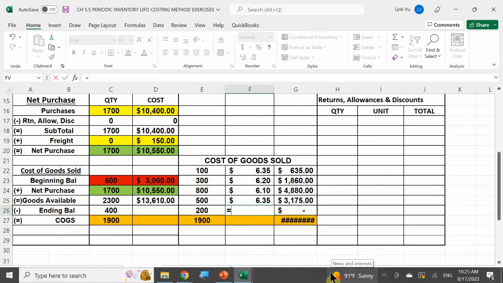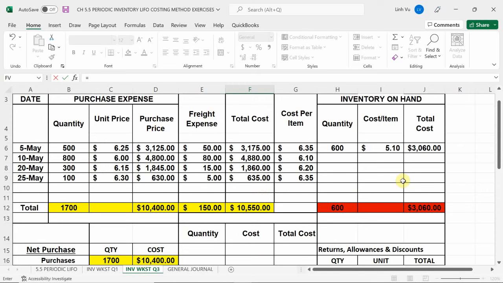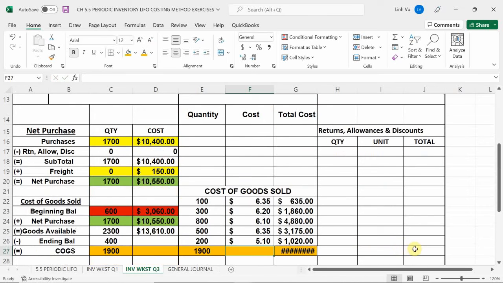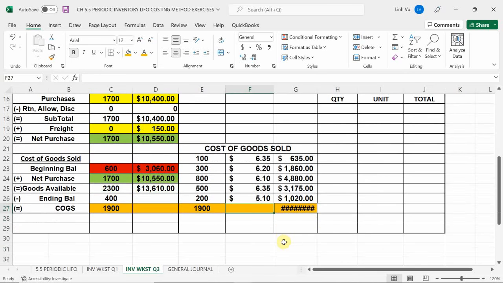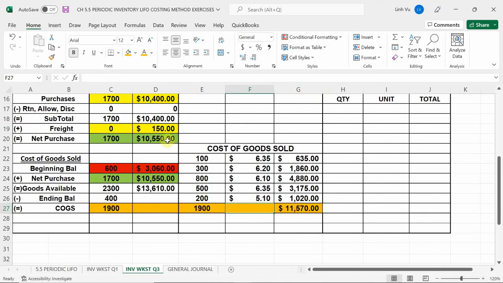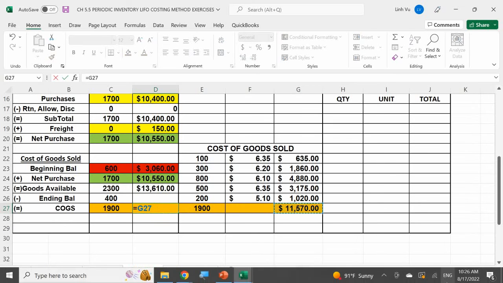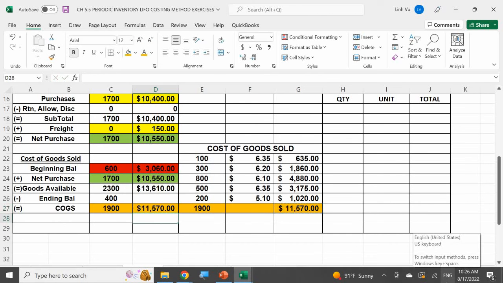200. And I only have one batch of inventory left, which is my beginning inventory. I have 600 left in my beginning inventory. My cost per item is $5.10. So I need to figure out what 200 units at $5.10 is going to equal. In this case, it will give me $1,020. So let's see how much I racked up here. I racked up a grand total of $11,570 for my total cost of goods sold.